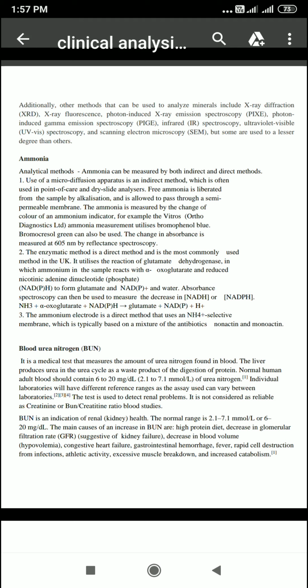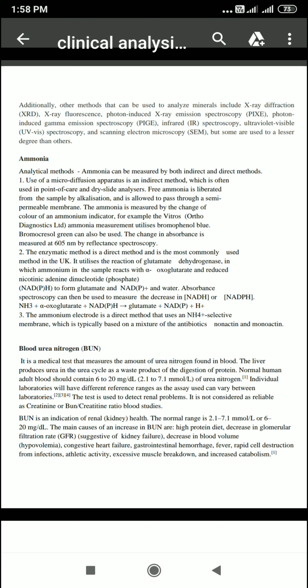The second method is the enzymatic method, which is a direct method and is the most commonly used method in the UK. It utilizes the reaction of glutamate dehydrogenase, in which ammonium in the sample reacts with alpha oxoglutarate and reduced nicotinamide adenine dinucleotide phosphate, NADPH, to form glutamate and NADP plus water. Absorbance spectroscopy can then be used to measure the decrease in NADH or NADPH. NH3 plus alpha oxoglutarate plus NADPH gives glutamate plus NADP plus H plus.